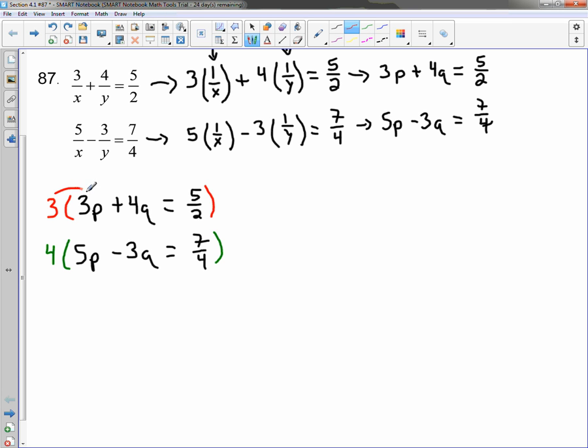So remember, we need to multiply all the way across. So that's going to give me 9P plus 12Q equals, this becomes 3 times 5 over 2. Remember, there's a 1, so when I multiply, it gives me 15 over 2.